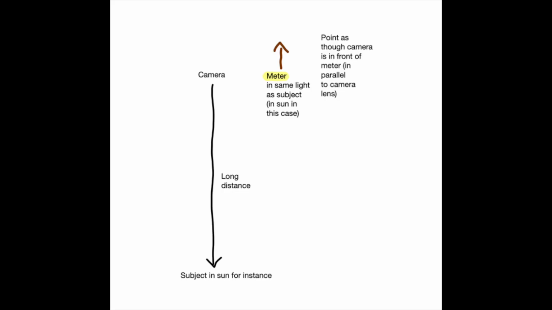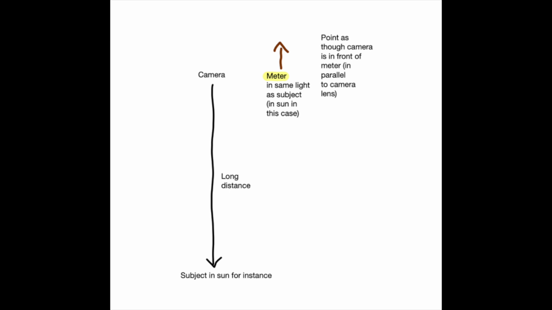Well, in that case, you can still do an instant light meter reading, but make sure two things. One, the meter is in the same lighting as your subject in the distance. And 2, point it toward the camera or in parallel, as though you're pointing it toward the camera if it was in front of you. Do you know what I mean? Don't point it towards the subject, point it backward toward the camera in the same light that the distant object is in.